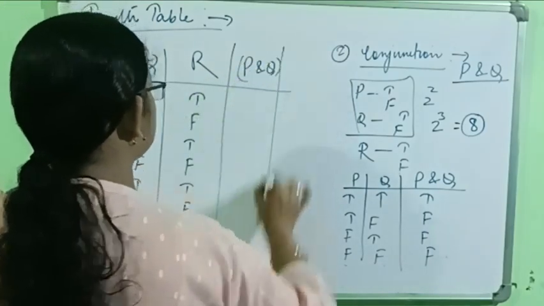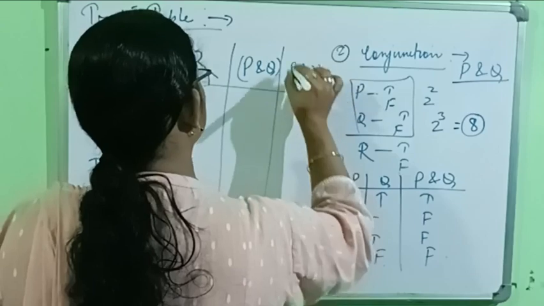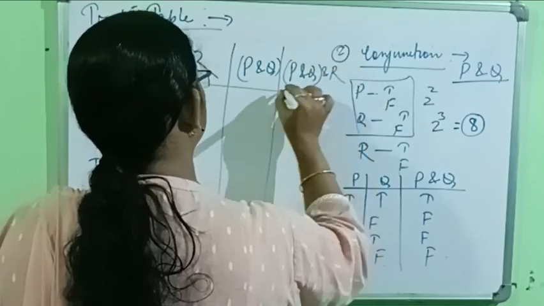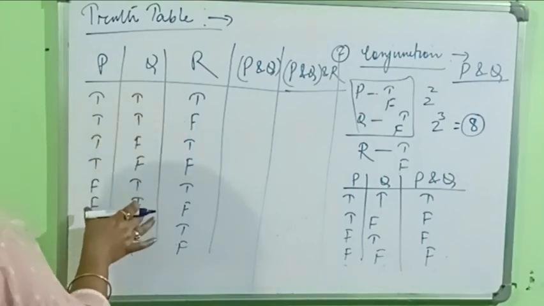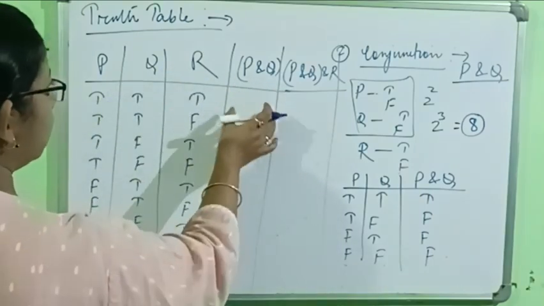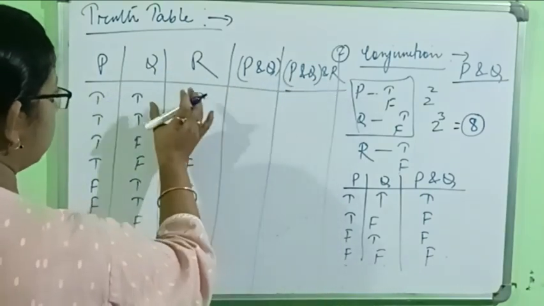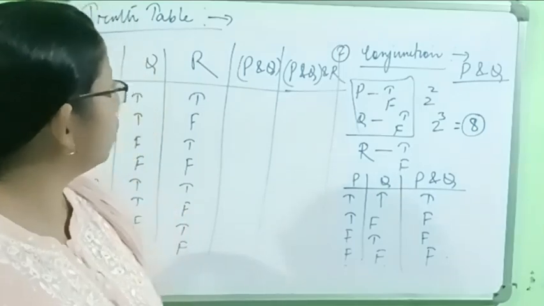Then find out the result. You should find P and Q first. Find the conjunction of this one. Then whatever result you get right here, find the conjunction of this with R. This is your home assignment.